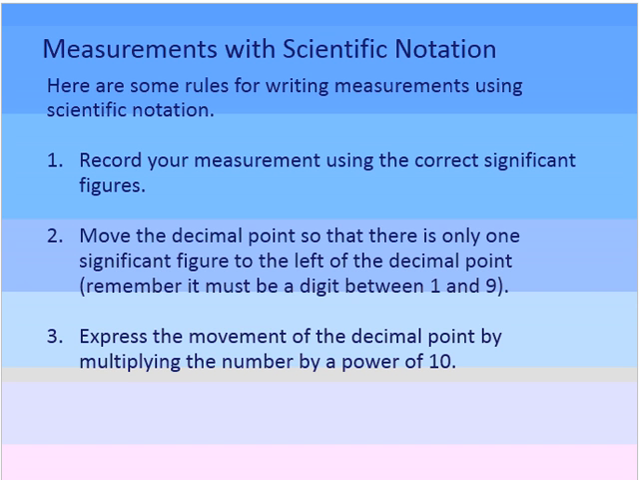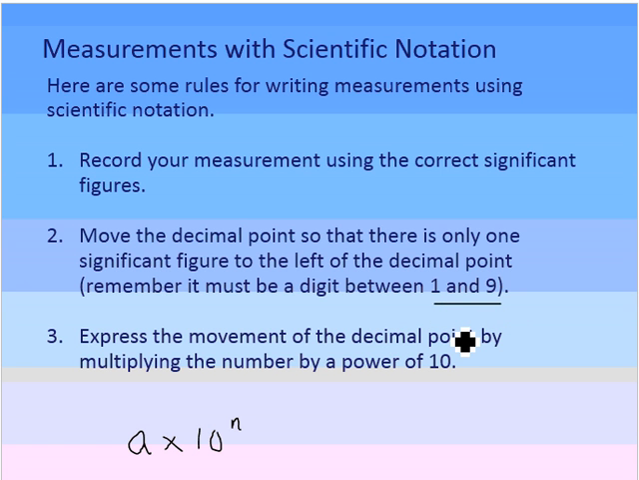So if you're given the measurement, the first thing you want to do is move the decimal point so that there's only one significant figure to the left of the decimal point. Remember, in standard scientific notation, you have a number, all right? You have a coefficient times 10 to an exponent, all right? Where this coefficient here has to be between 1 and 9.